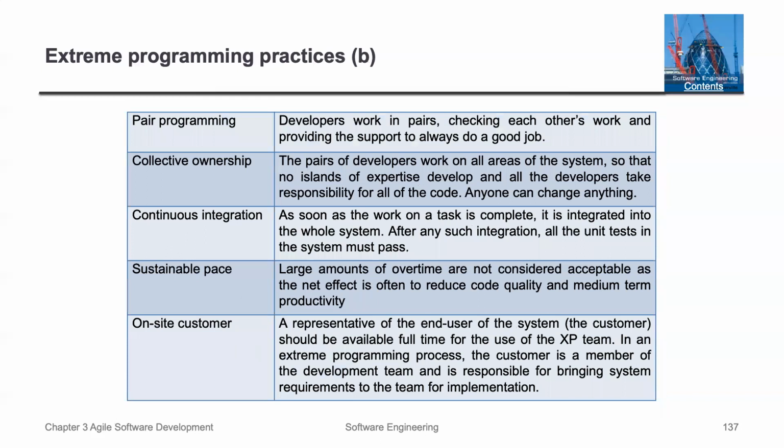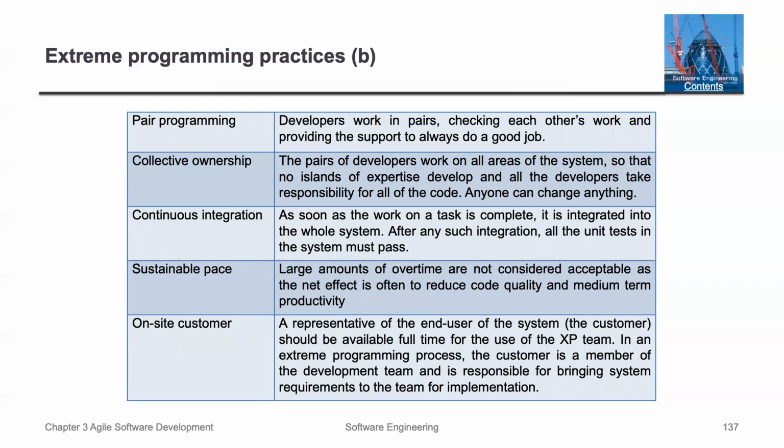Continuing on, there are a couple of other practices: pair programming, collective ownership, continuous integration, sustainable pace, and on-site customer. For pair programming, developing in pairs, checking each other's work and providing support is always a good way to go forward. With collective ownership, the pairs of developers work on all areas of the system so that no islands of expertise develop and all the developers take responsibility for all of the code.